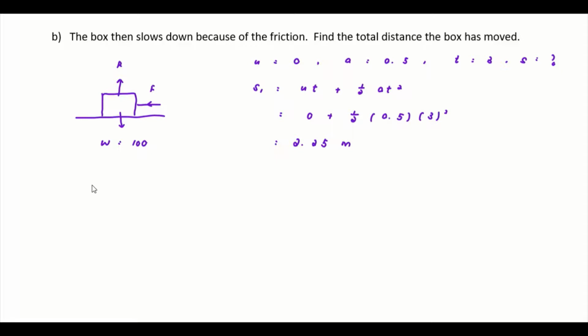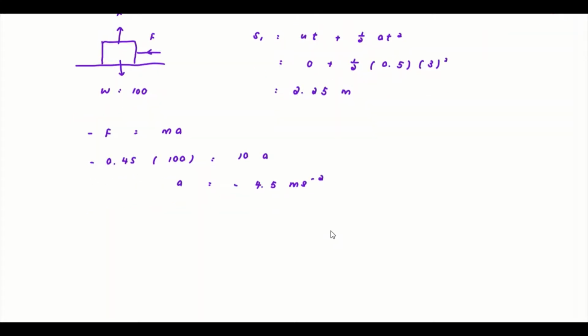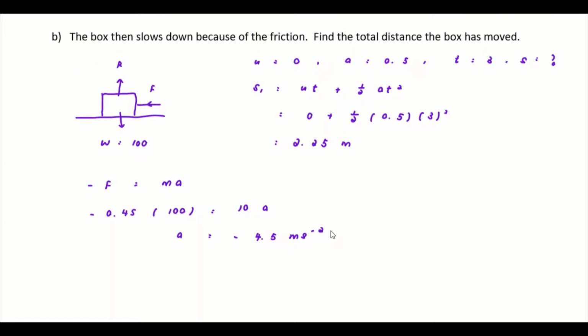So that's why our net force here will be only equal to the negative friction, then equal to MA. So negative mu R, negative 0.45 times R, where R is 100, then equal to 10A. So from here I can get A equal to negative 4.5 meter per second squared. Okay, so after I got this, I can move on by using the same idea to find out the distance for the second stage.